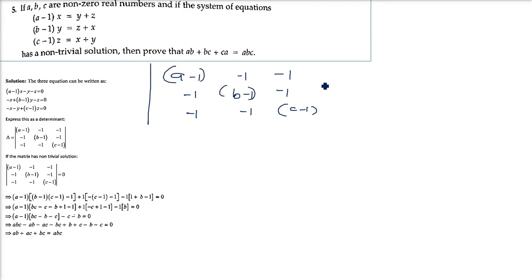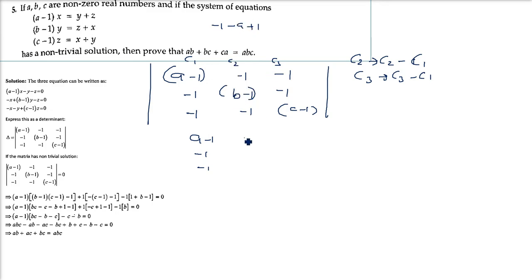So let us make it easier. You can open it like that only, but I am just making it easier. So these are 3 columns, C1, C2, C3. We are changing C2 to C2 minus C1, and C3 to C3 minus C1. C2 minus C1: minus 1 minus a plus 1, so this is going to be negative a. The first column will remain the same. I am talking about C2, so it is going to be minus a. b minus 1 minus 1, b minus 1 plus 1, it will be b. Minus 1 minus of minus 1 is going to be 0.